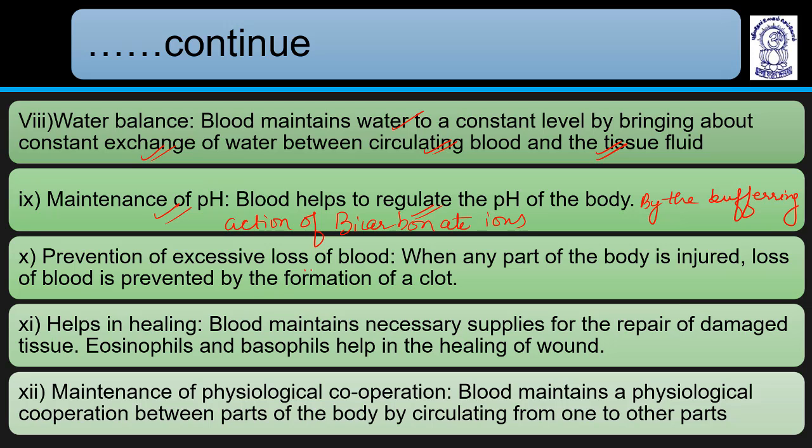Prevention of excessive loss of blood. When any part of the body is injured, loss of blood is prevented by the formation of clot. Blood clotting cascade, I have already explained.